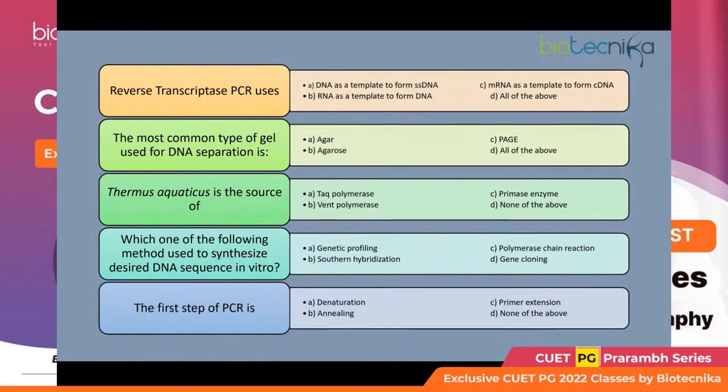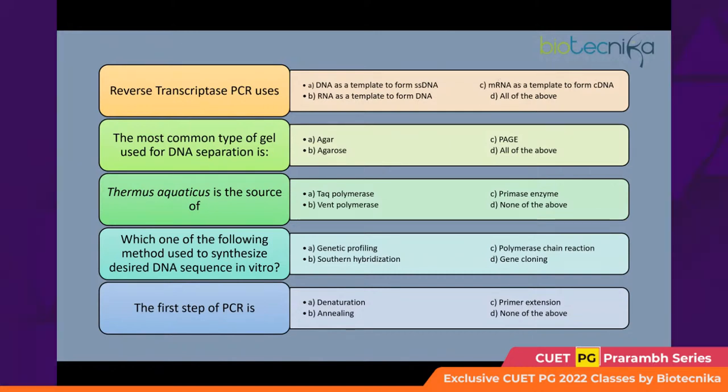Next, reverse transcriptase PCR, what does it use? Here you can see these are two very similar options given: RNA as the template to form DNA, or mRNA as a template to form cDNA. Now this one is more correct. So in this kind of scenario, we have to choose the more accurate option. The most common type of gel used for DNA separation is agarose gel electrophoresis. Thermus aquaticus is a source of Taq polymerase. If the question comes where this Taq polymerase is used, it will be PCR.